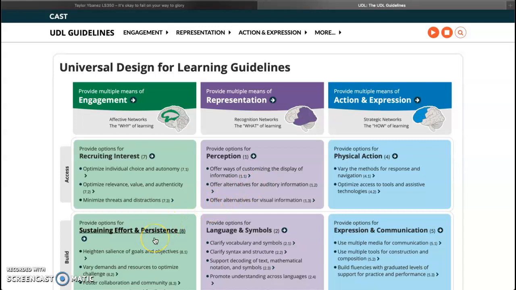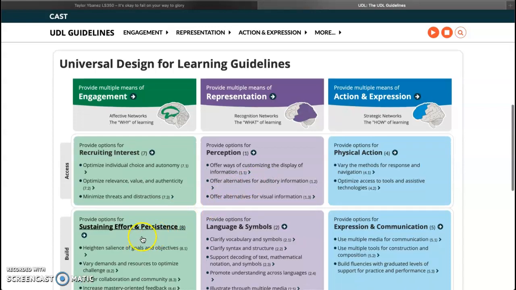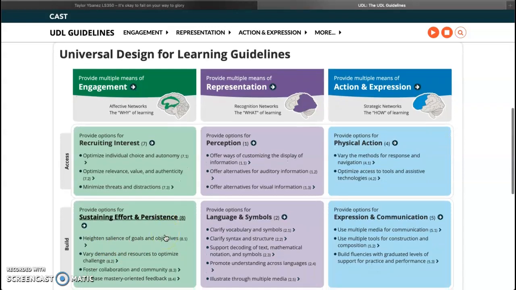Next, for engagement, I used sustaining effort and persistence, the 8.1, heightened salience of goals and objectives. I think I put the objective of what I want the students to learn, which is cyberbullying.